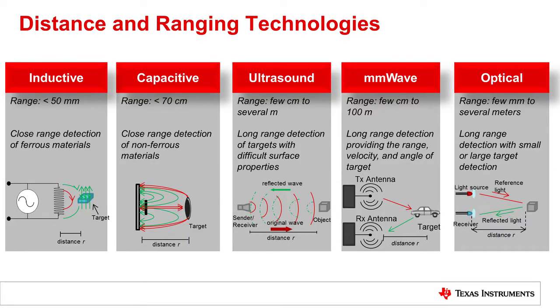When sensing distance and range, there are many types of technologies that can be used. The most popular are inductive, capacitive, ultrasound, millimeter wave, and optical time-of-flight. Inductive sensing is based on a coil and an oscillator that creates a magnetic field. When a metal object enters the field, induced eddy currents in the target generate an opposing magnetic field, which causes the amplitude of the oscillation to decrease.